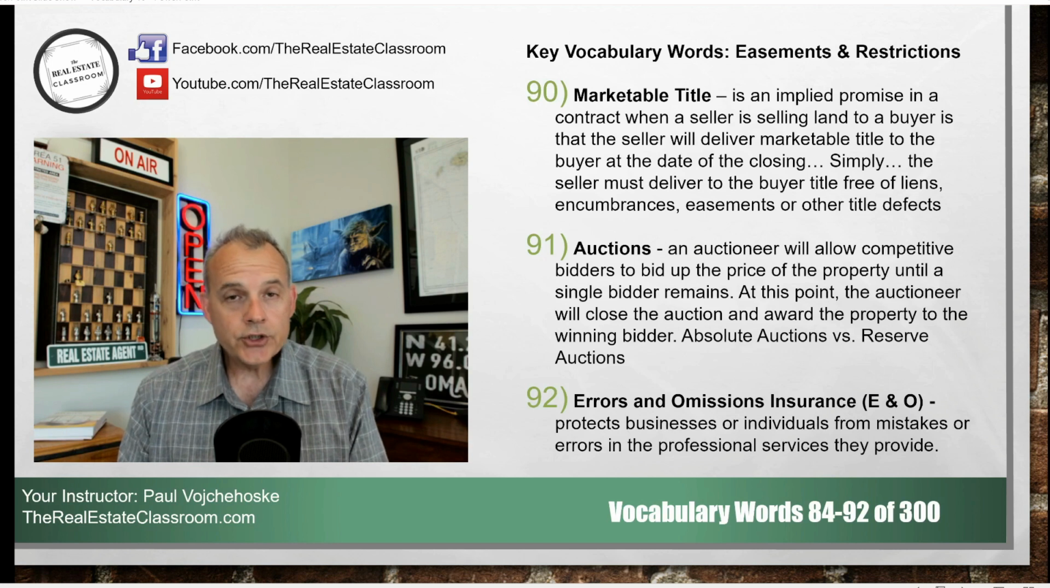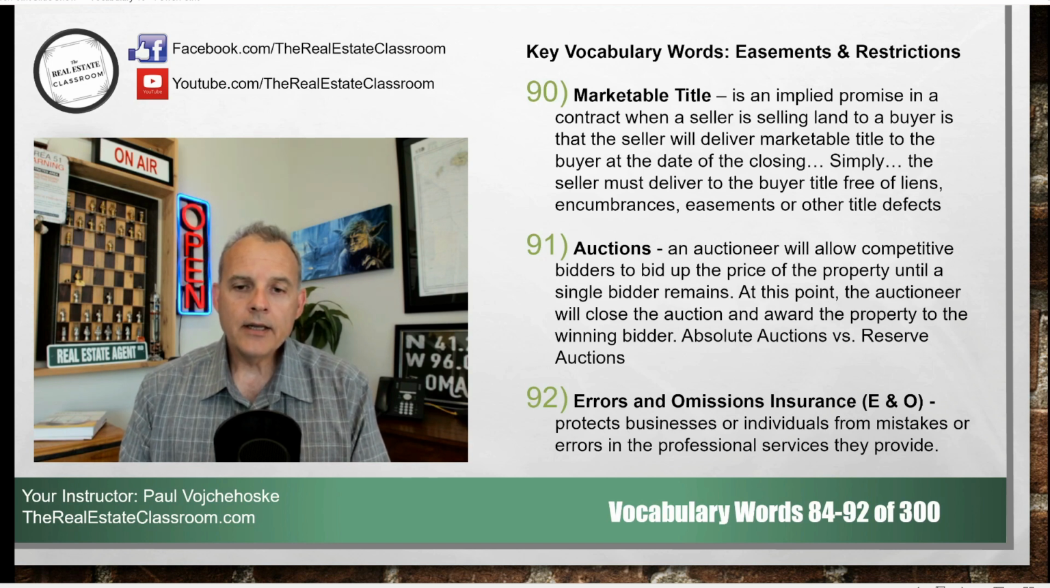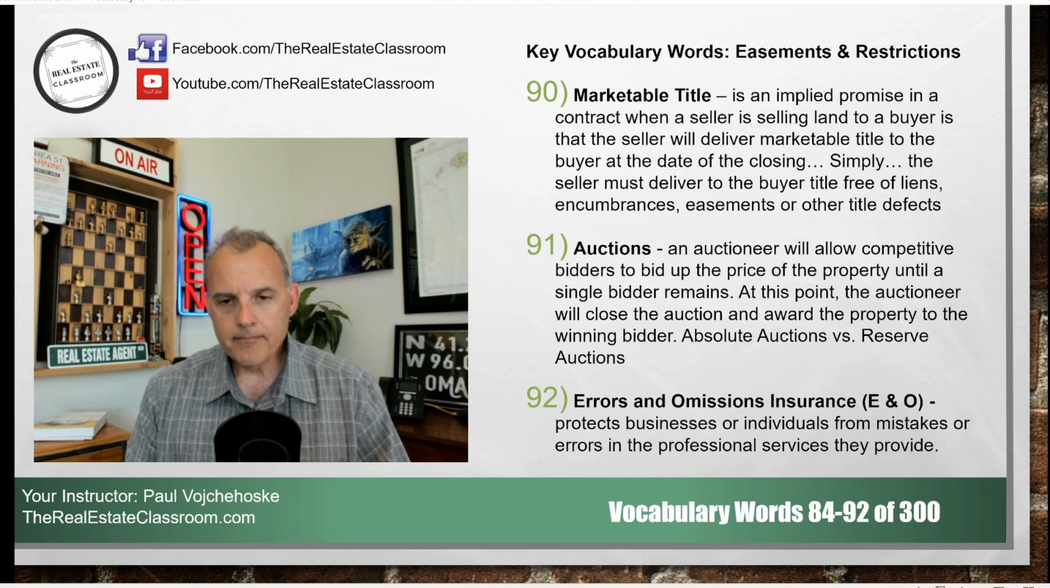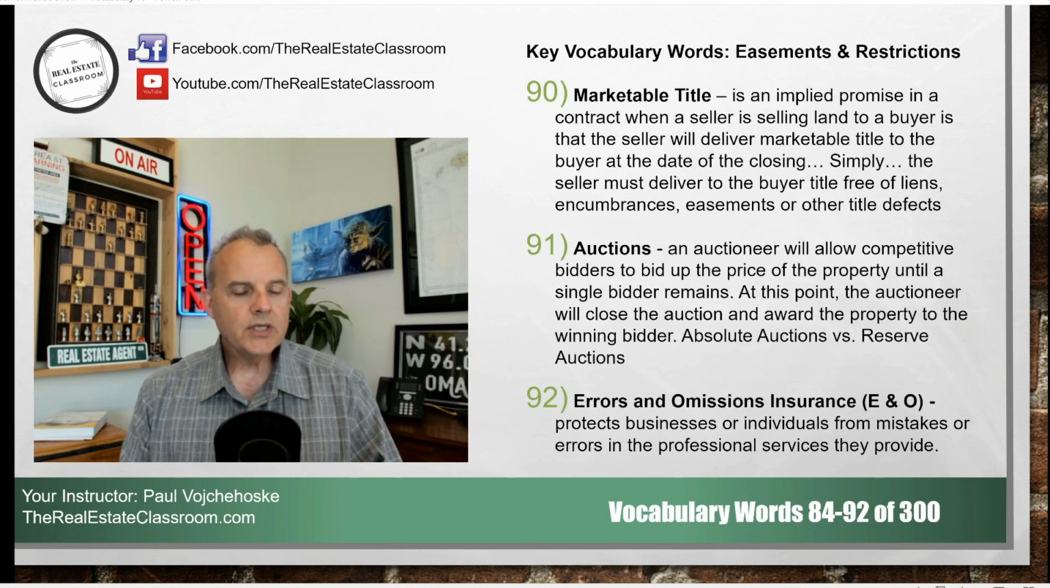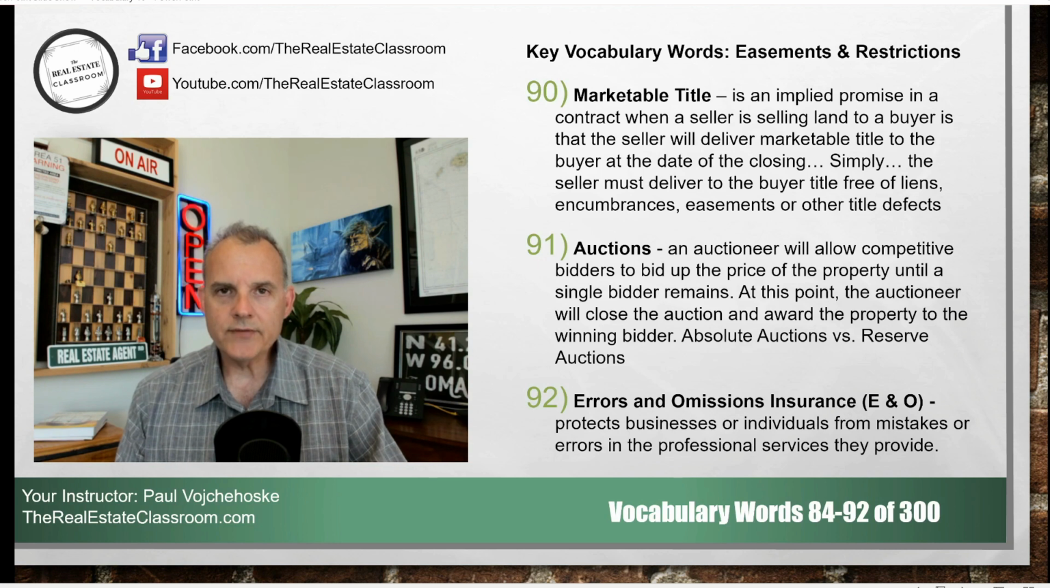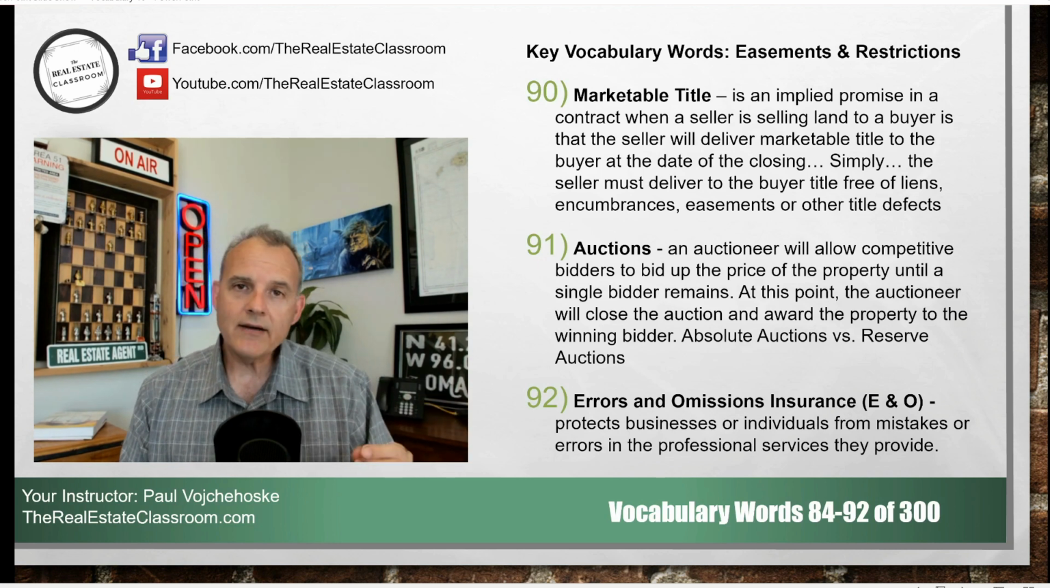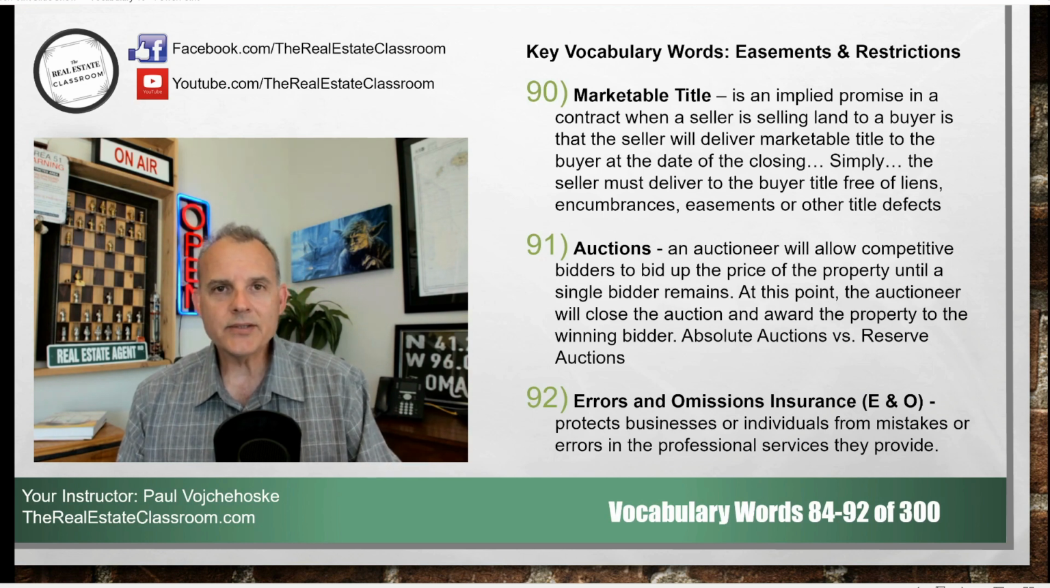Number 92, errors and omissions insurance, commonly referred to as E&O insurance. E&O insurance is an insurance policy, and it protects a business or an individual from mistakes or errors made during their professional services that they provided. You and I, real estate professionals, we have to have errors and omissions insurance. So if we screw up a deal, make a mistake or whatever, then we have insurance to pay for those mistakes.